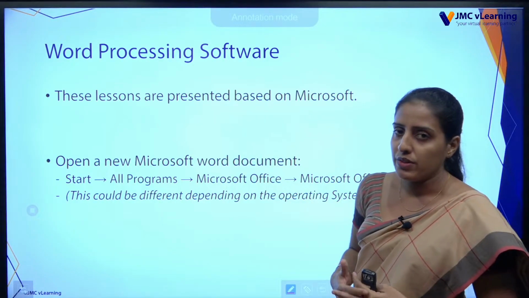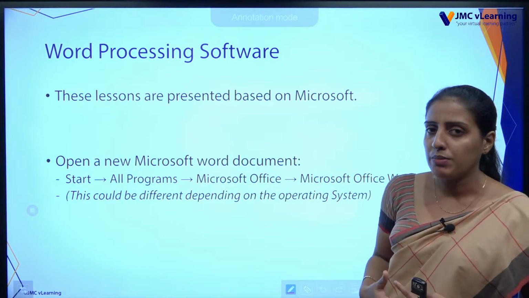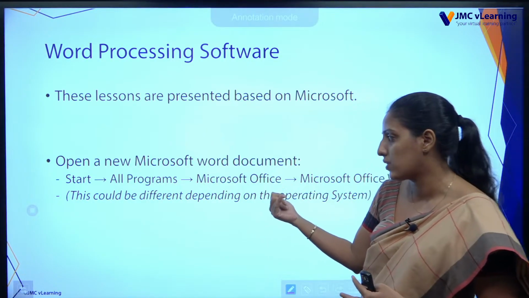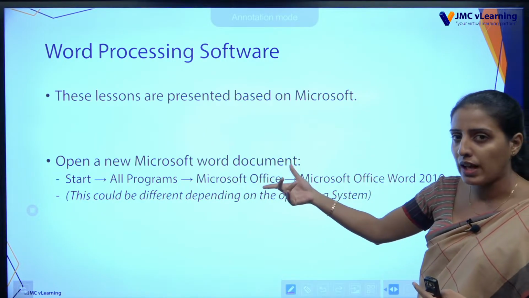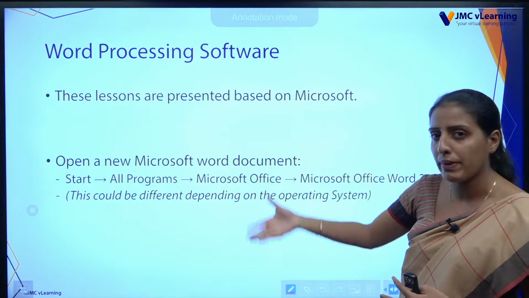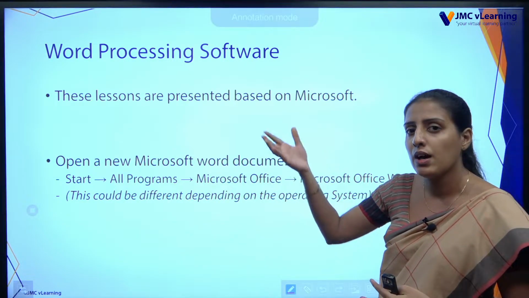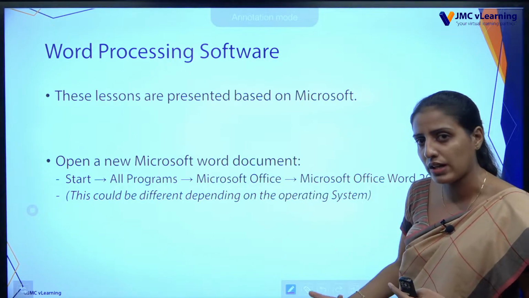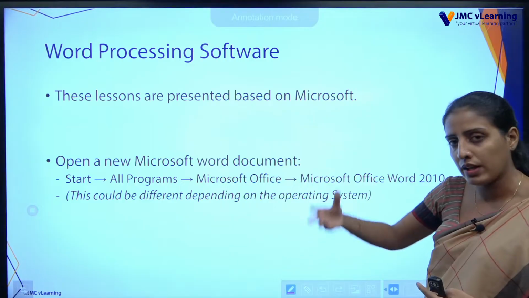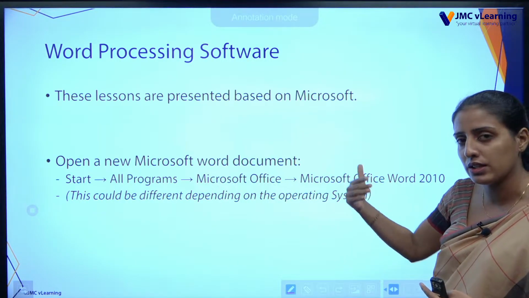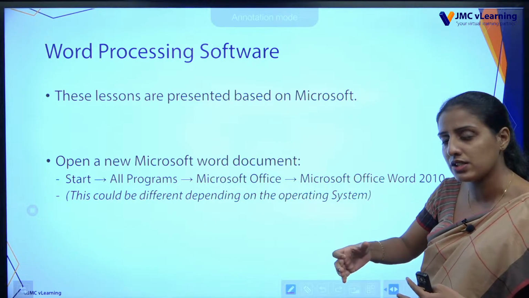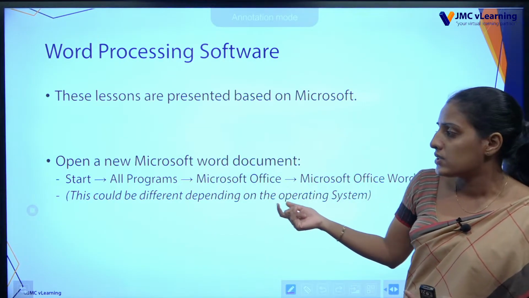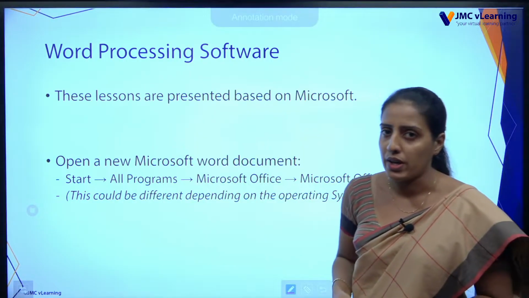Now, if you want to open a new document in Microsoft Word, you have to go to Start, All Programs, Microsoft Office. In that package you can see many applications such as Microsoft Word, Microsoft Excel, Microsoft PowerPoint, and Microsoft Access. Among this collection you have to select Microsoft Word. This could be different depending on the operating system.